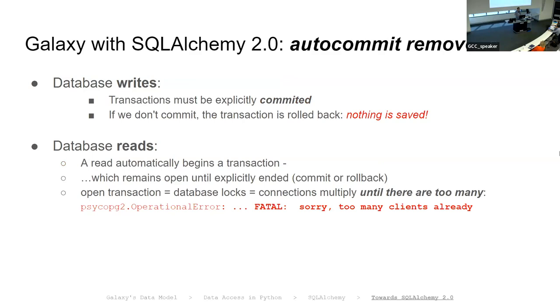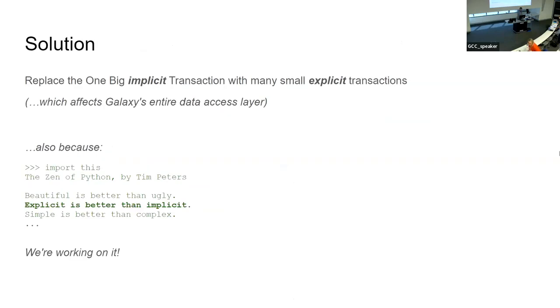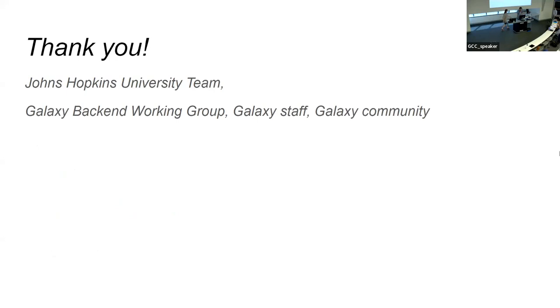Database writes must have a commit. If we don't commit, nothing will be saved. If there is an error, nothing will be saved. Reads, even worse. A read automatically creates a transaction, and the transaction must be closed. If you don't close the transaction, that means database locks. Database locks means idle transactions in the database, connections multiply, Galaxy crashes very fast. The solution is to replace one big implicit transaction with many explicit transactions, which is something we're working on. And that's it, thank you.